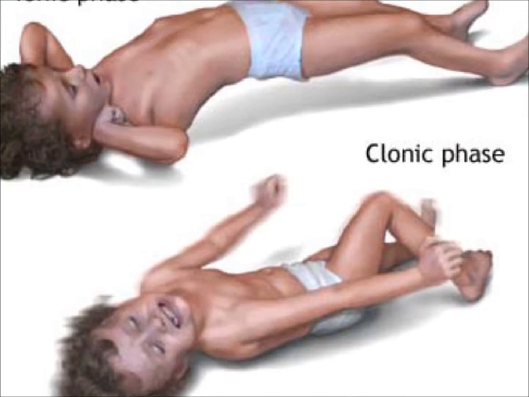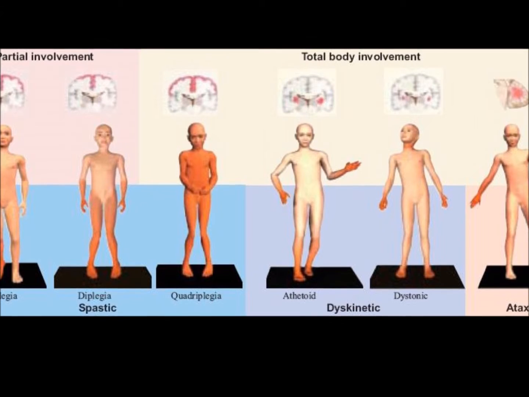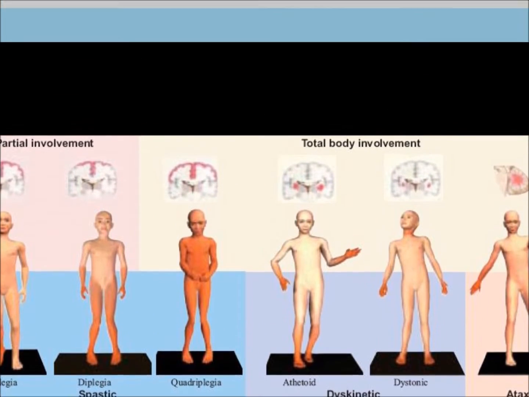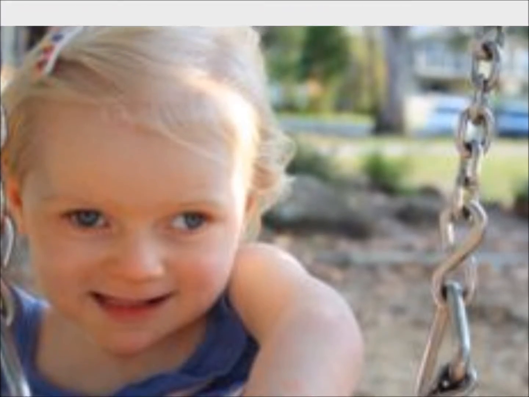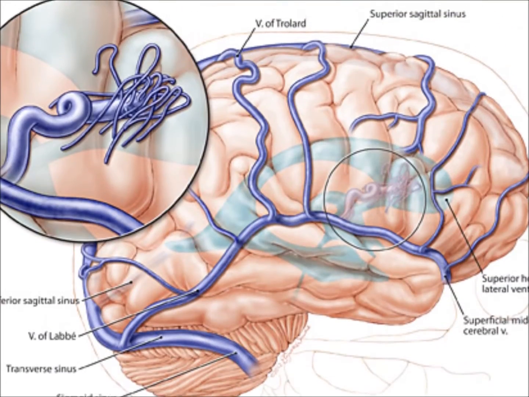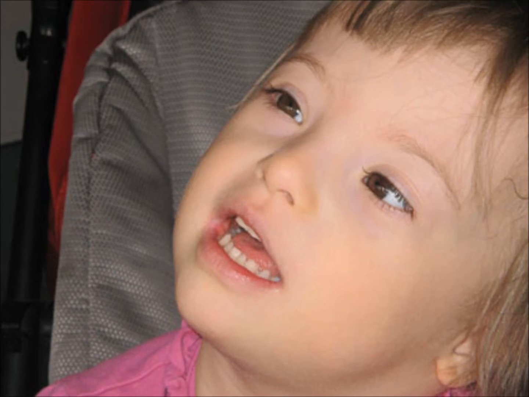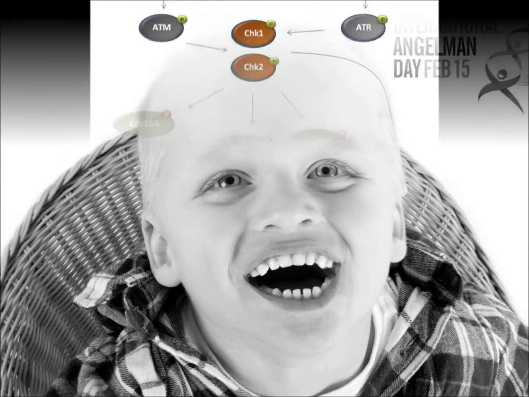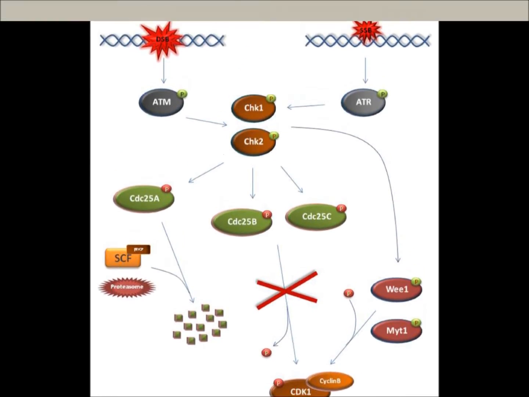Some of them develop between 2 and 3 years of age. They get seizures, stiff or jerky movements, small head size with flatness in the back of the head, which is called microbrachycephaly, crossing of the eyes, light pigmentation in the hair and eyes, and sleep disorders.